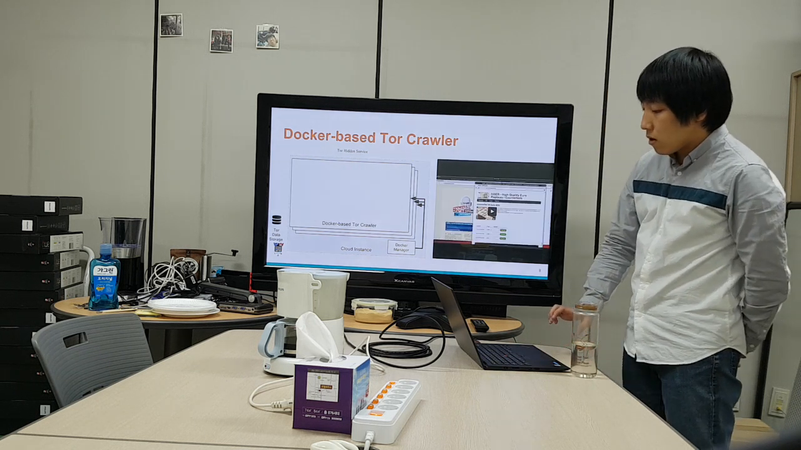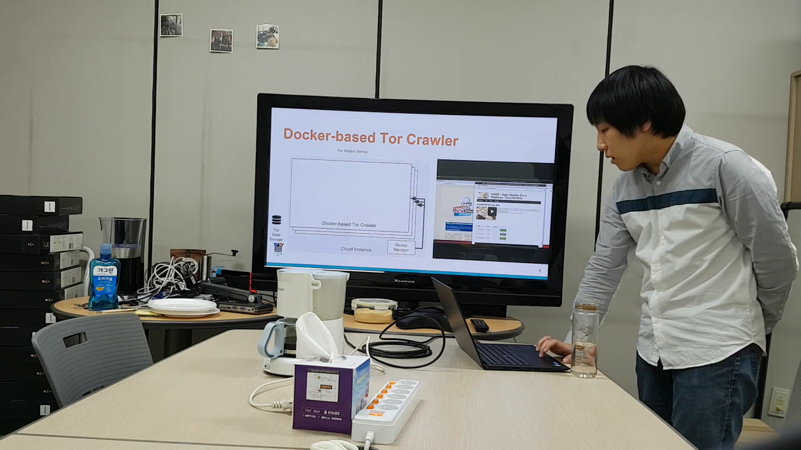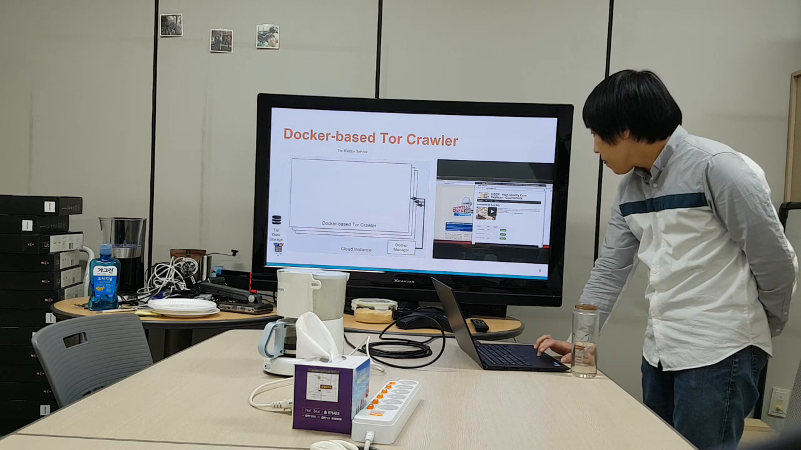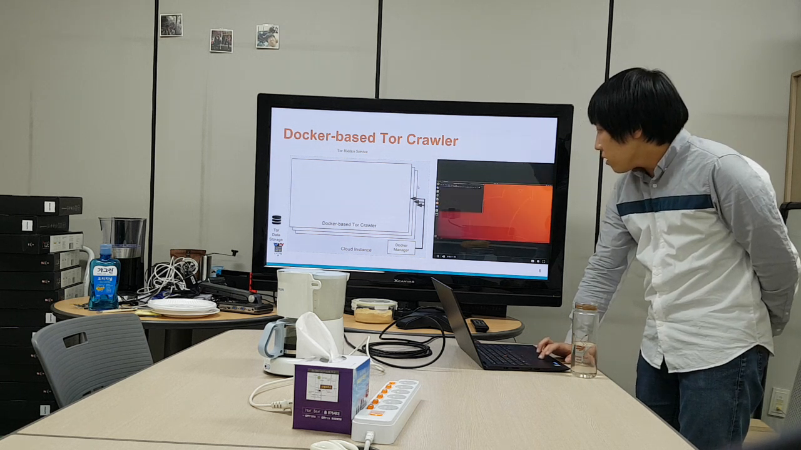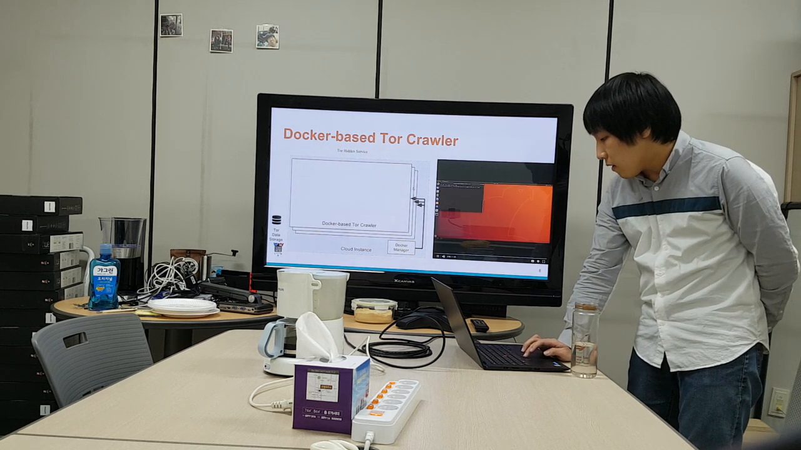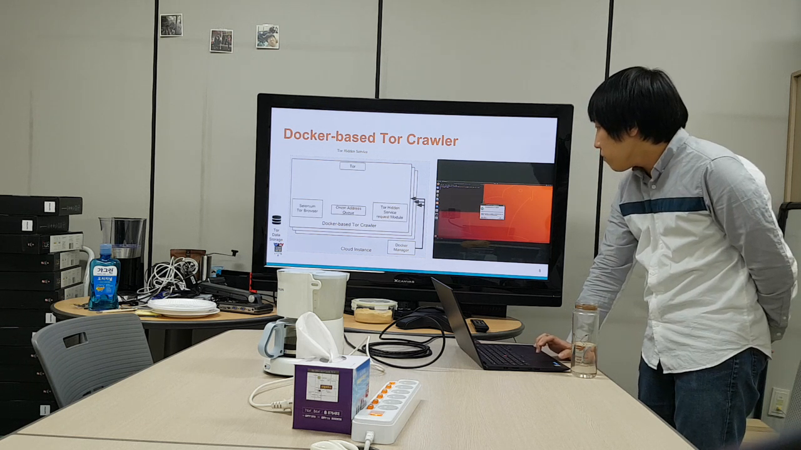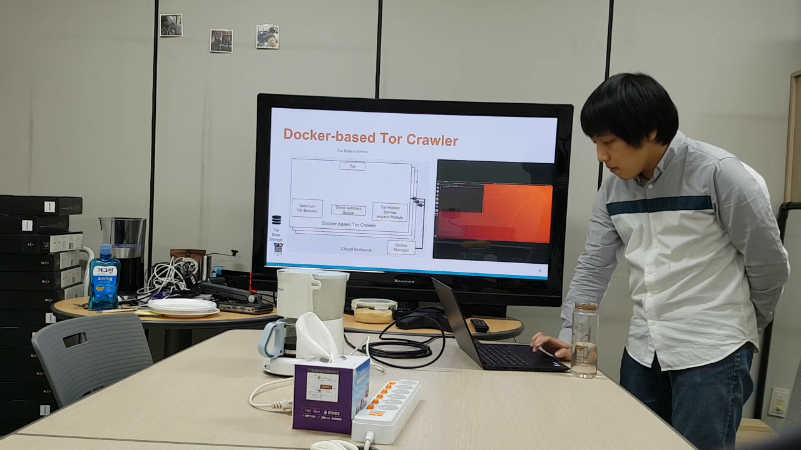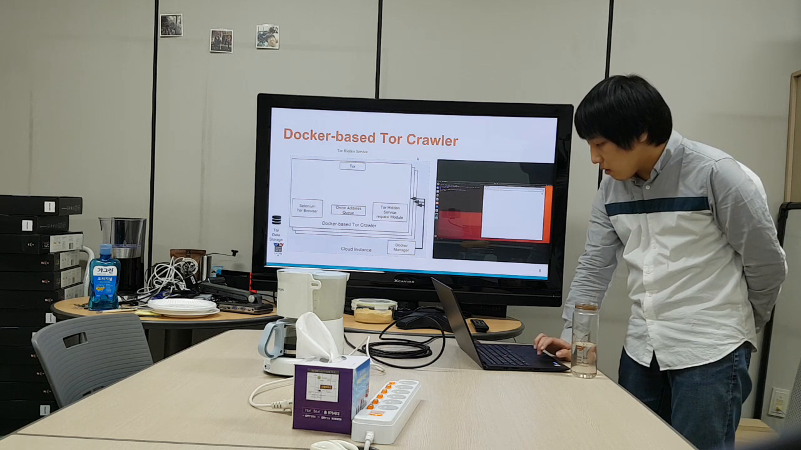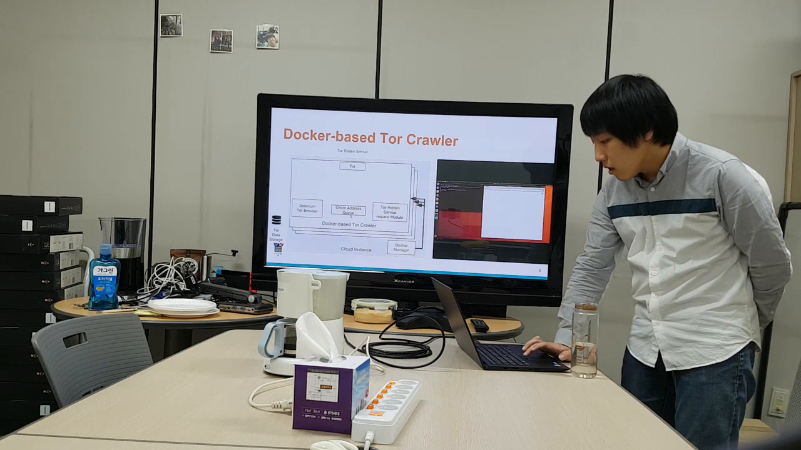The figure shows the operation of the Docker-based Tor crawler. First, Docker Manager creates containers. Each container runs Tor browser with Selenium. At the same time, Tor is executed, and the Tor request module and the onion address queue are prepared.